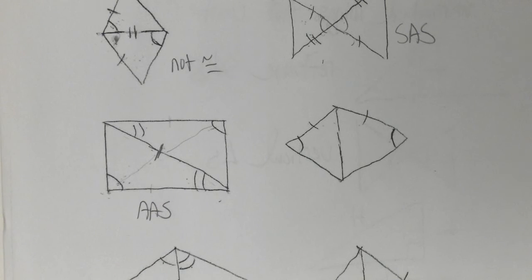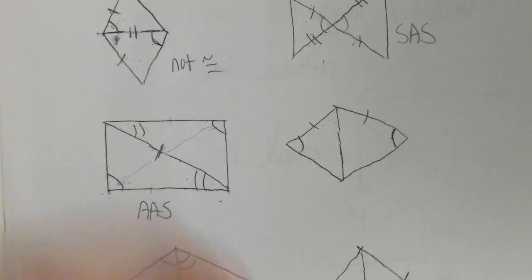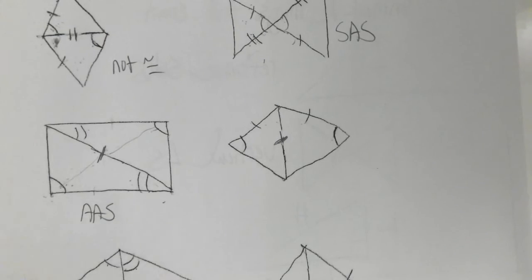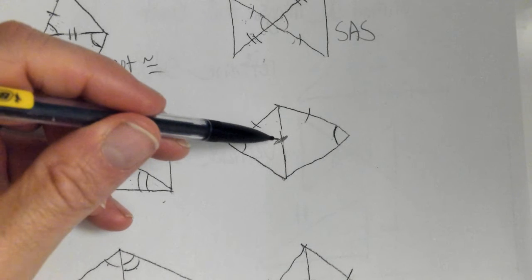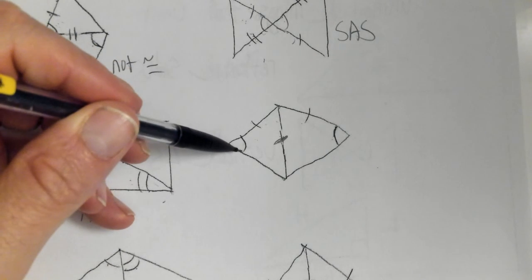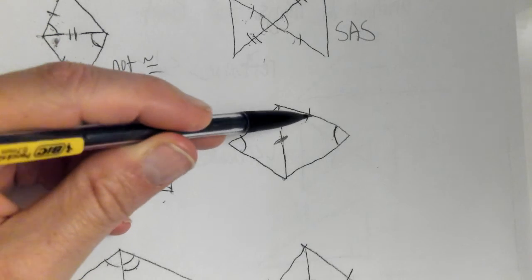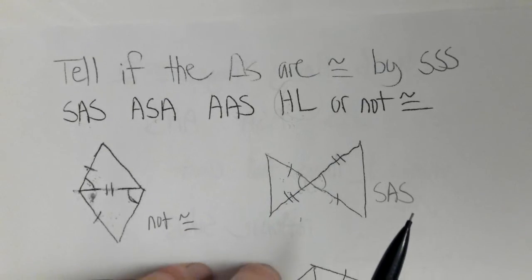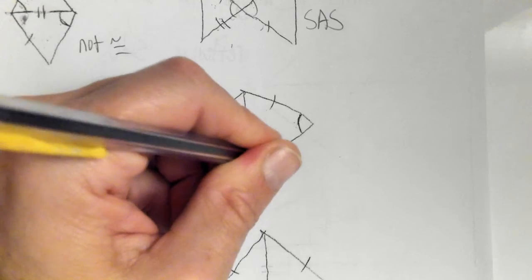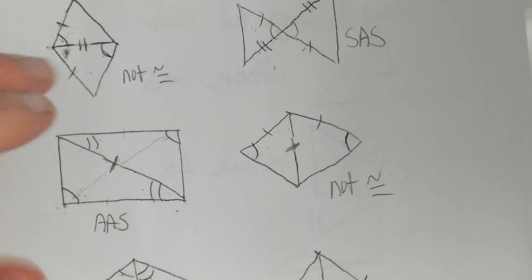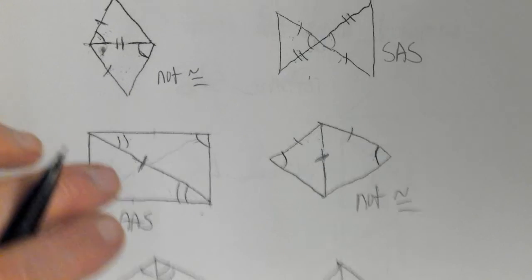That's the pattern. What about this next one? I see a common side. We're going to mark that as reflexive. Now let's look at our pattern. On the left-hand triangle, it is side, side, angle. On the other side, it's side, side, angle. But side, side, angle is not one of our theorems. So we're going to say this one is not congruent. We don't have enough information to say that it's congruent. It doesn't fit one of our patterns.